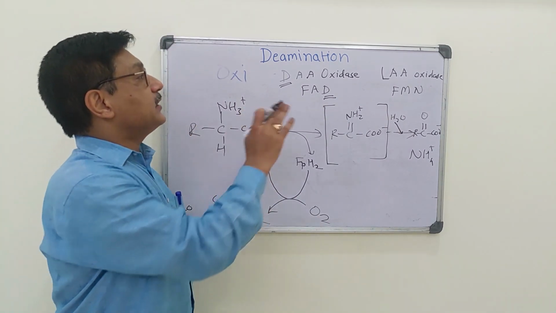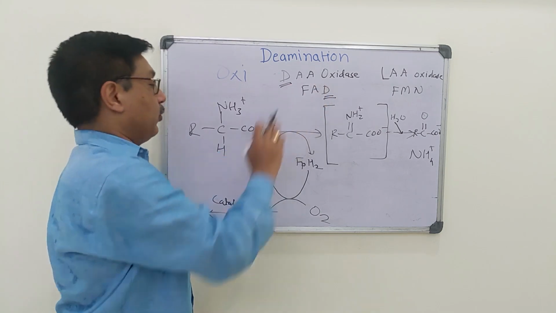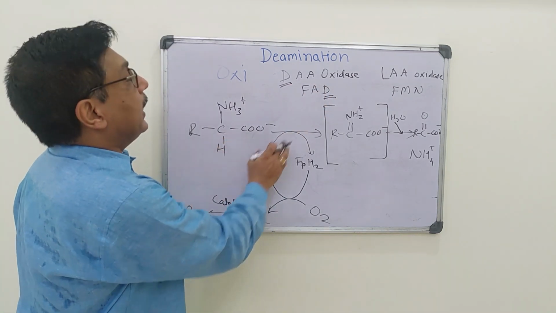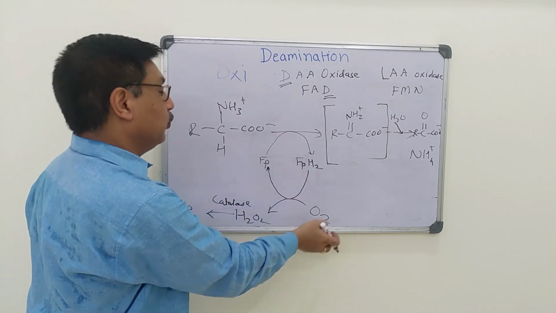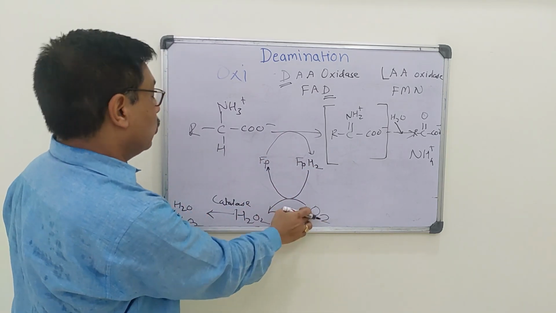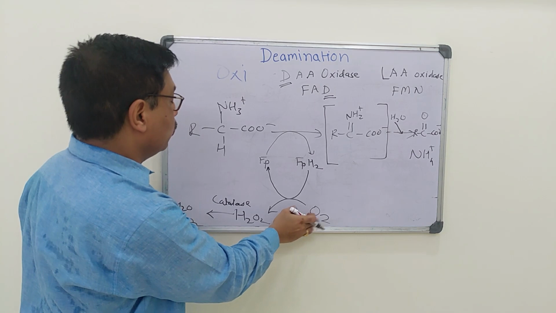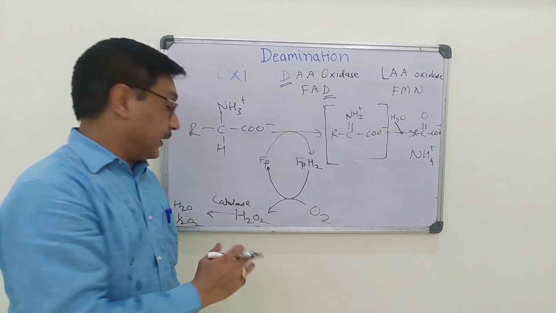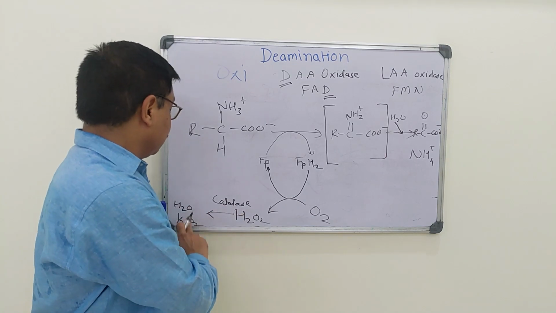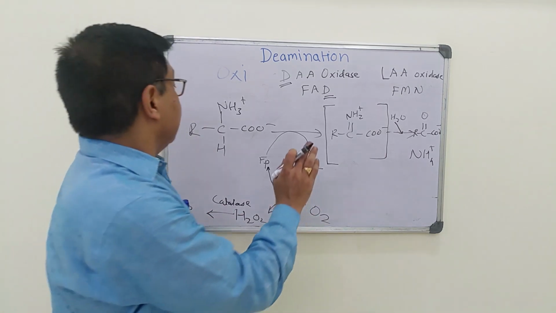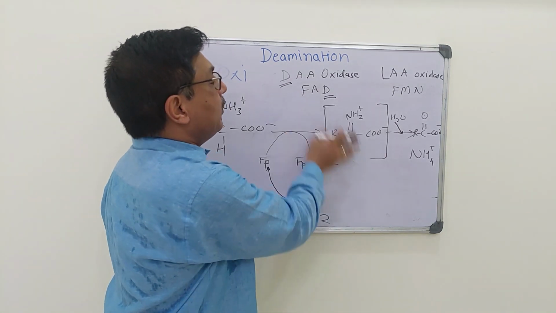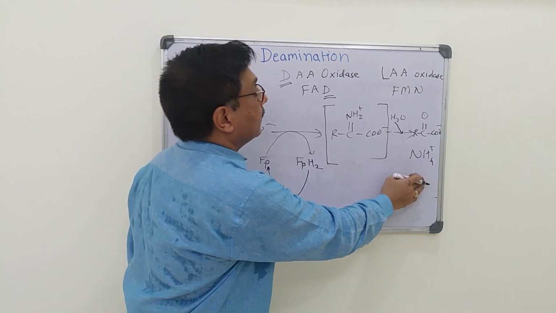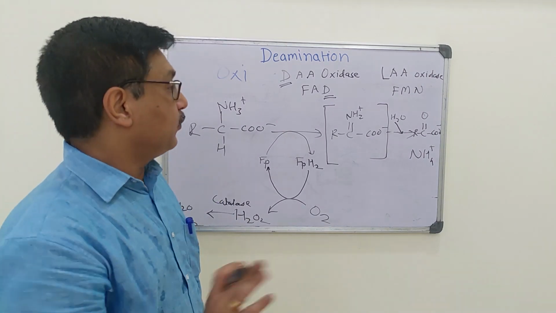The same is the reaction with D-amino acid oxidase, where a D-amino acid will act. FAD is converted to FADH2, which will be oxidized by O2, and O2 is reduced to hydrogen peroxide. Hydrogen peroxide is again acted upon by catalase to form H2O and half O2. Even here, the imino acid will be formed and the respective alpha keto acid is formed.